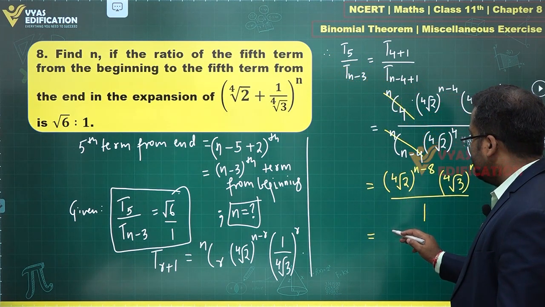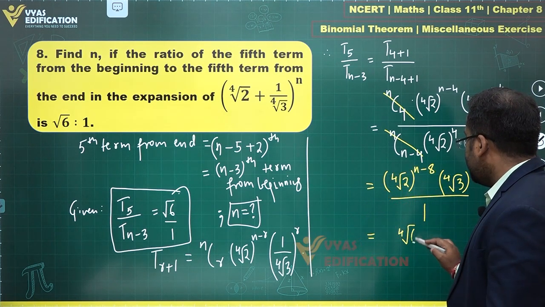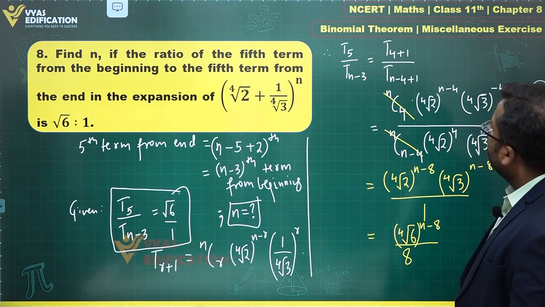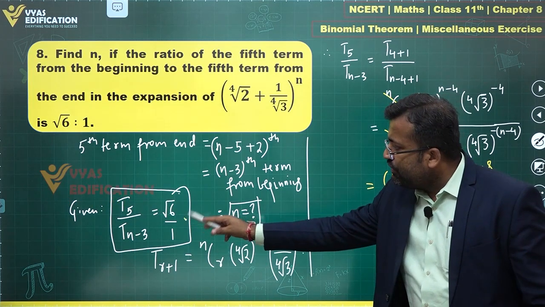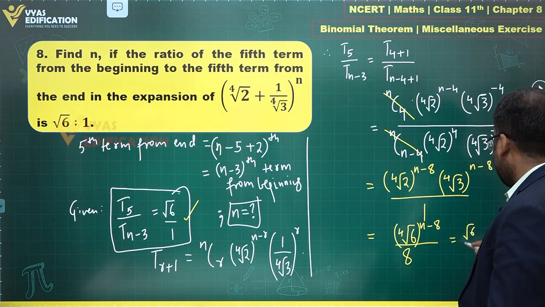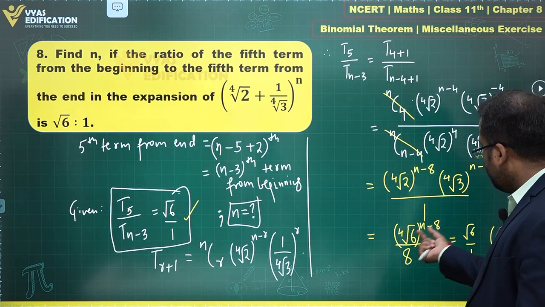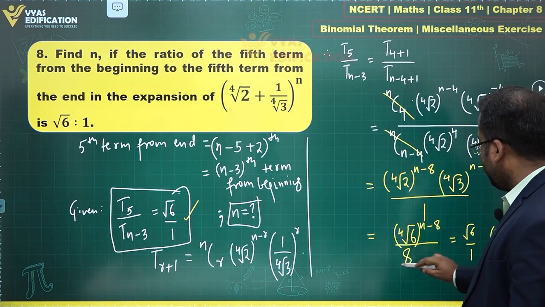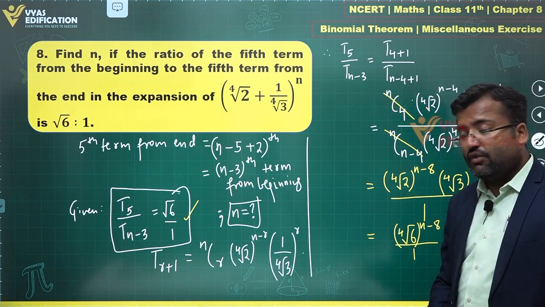Let's multiply them together. The fourth root of 2 and the fourth root of 3 will become the fourth root of 6 power n minus 8 over 1. But what did we begin with? We began with this. It is already given to be root 6 upon 1. So this is equal to root 6 over 1, which is given. And this is the fourth root of 6 power n minus 8. The denominator is 1, by the way. The denominator is not 8. Let's not make a mistake over there.